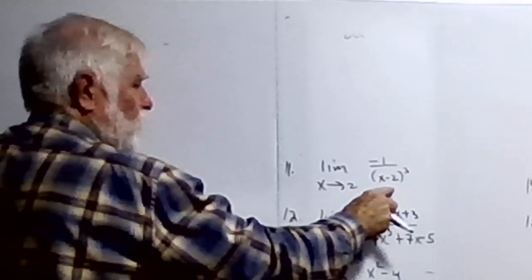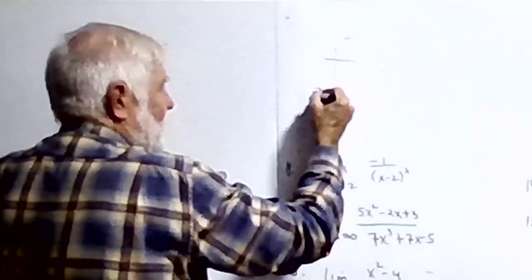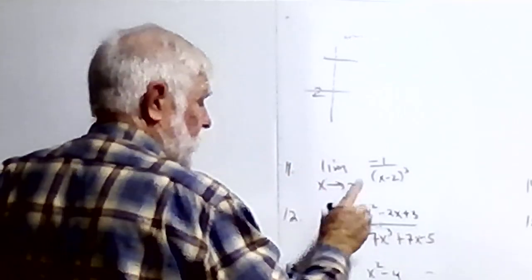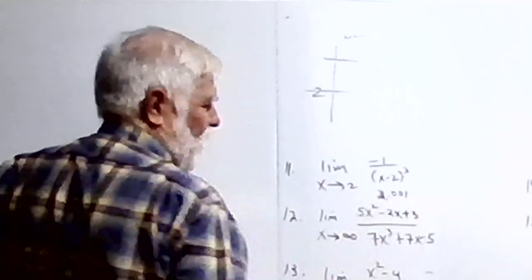So if I put a 2 in, it's undefined. So what's the limit as x goes to 2? Well, it's not what happens at 2. We don't care what happens at 2. We want to know as we approach it. So let's put 2.001 in here and think about it.